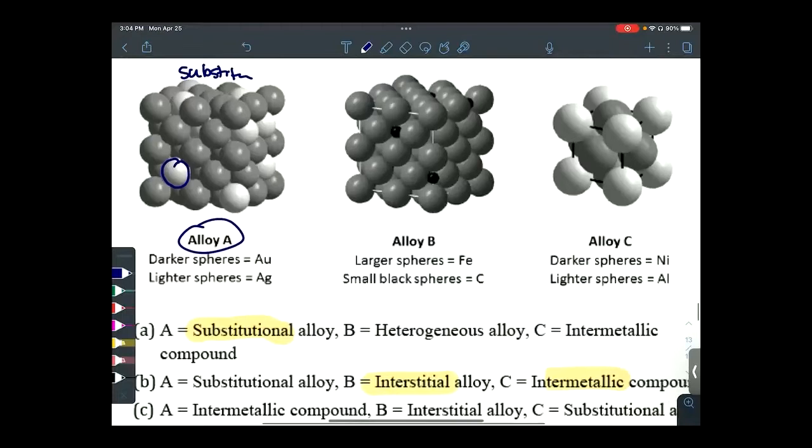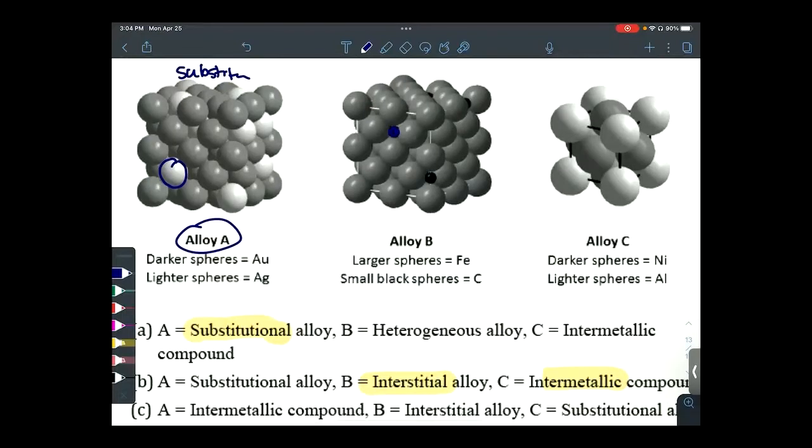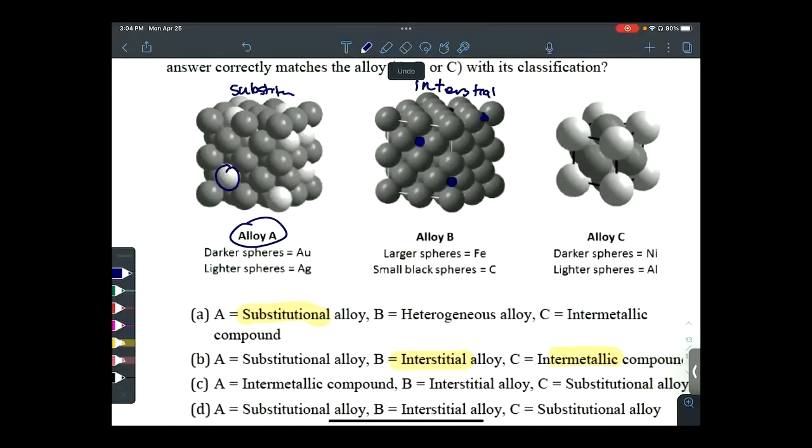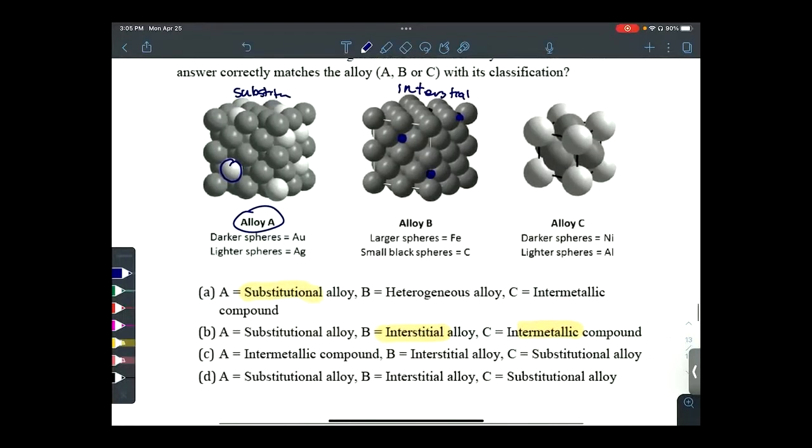All right. Then B, the little carbon atom here, is what type of alloy? It is inserting itself into the voids of your crystal structure. So alloy B would be interstitial. Do you see that? All right, and then the last one here is a little bit different. The last one is called intermetallic.